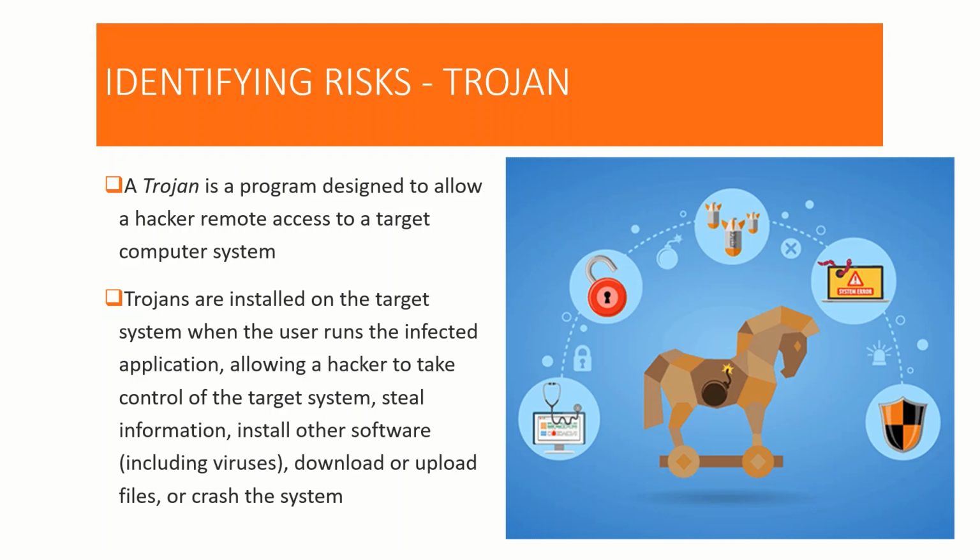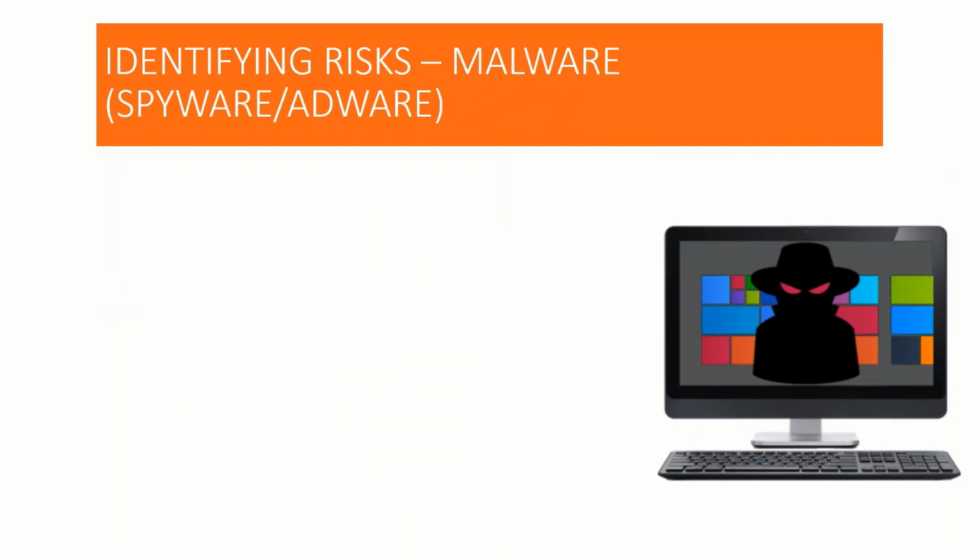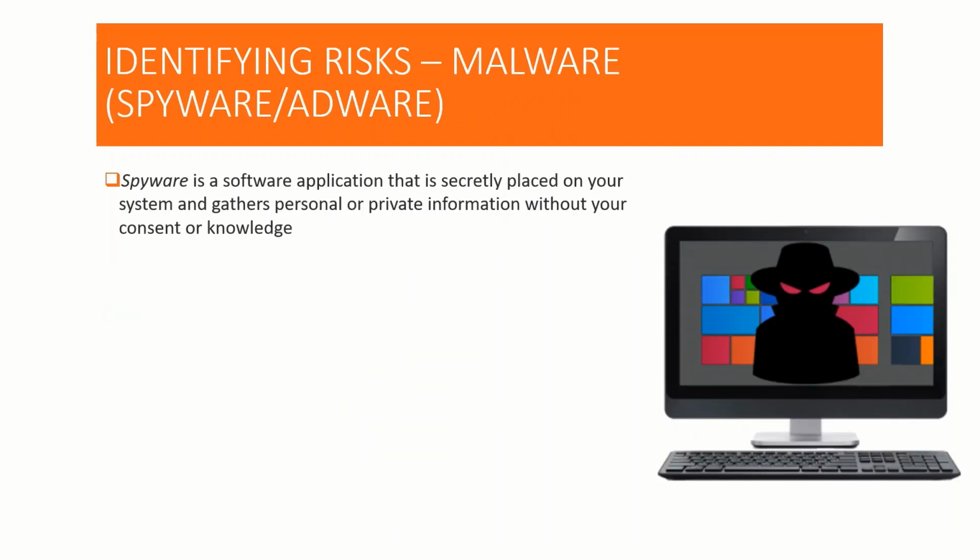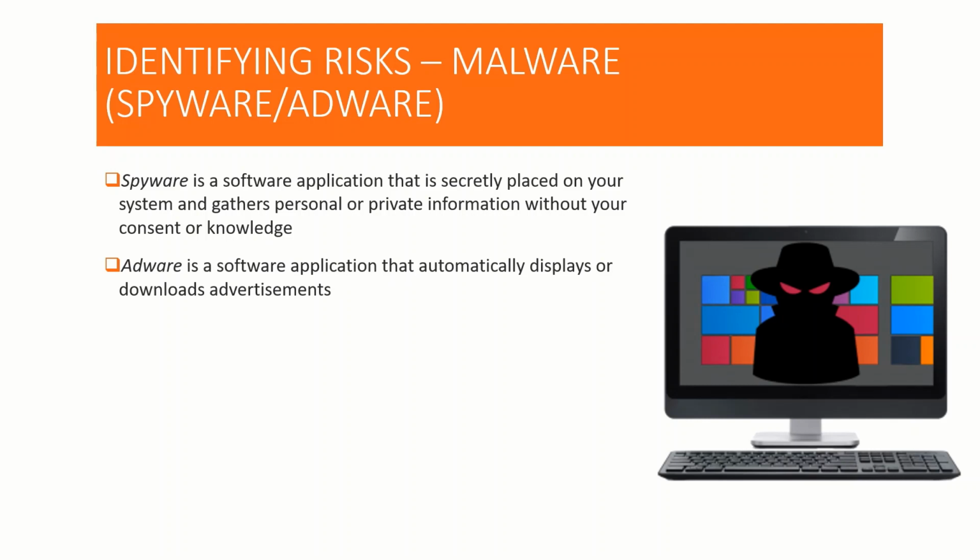Let us discuss malware, such as spyware and adware. Spyware is a software application that is secretly placed on your system and gathers information, either personal or private, without your consent or knowledge. While adware is a software application that automatically displays or downloads advertisements. Many internet-based applications contain spyware. Companies with both good and bad reputations have included spyware code in their systems.